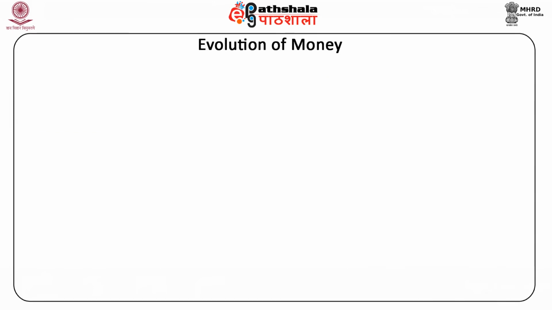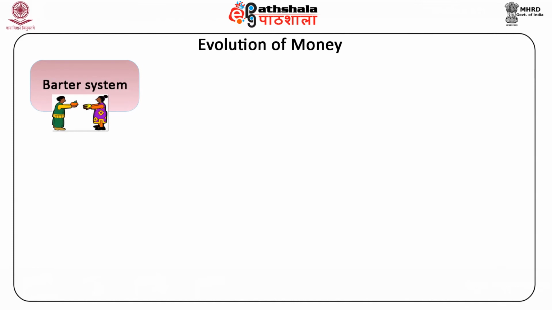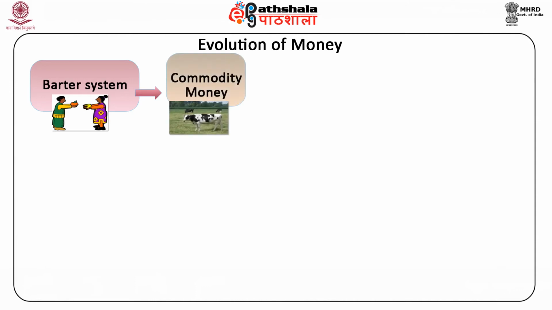Now, we will discuss the evolution of money. We all know that initially we had barter system. To solve the problems of barter system, societies soon evolved a common medium of exchange which was in the form of a commodity like cattle, rice, shells, etc. The problems of portability, durability, divisibility, etc. led to the use of metals like gold or silver for exchange.